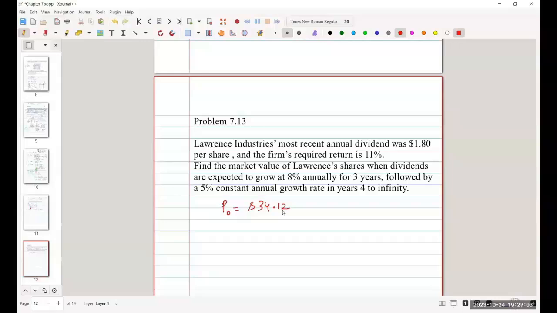There will be again 2 parts of the timeline you can see. So where it says the most recent dividend was 1.80, this will be your estimate for D0, right? And this is your required return, so this number is your KS. And then it says expected to grow at 8% annually for 3 years. So this is an estimate for your G1. And then after that, the growth rate will settle at 5% constant annual growth rate from years 4 to infinity. So this is an estimate for G2.